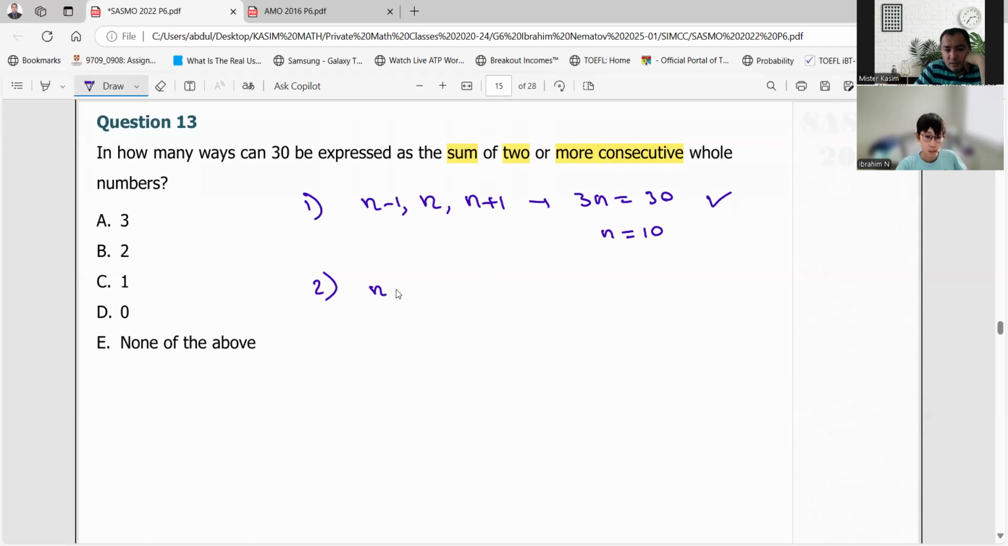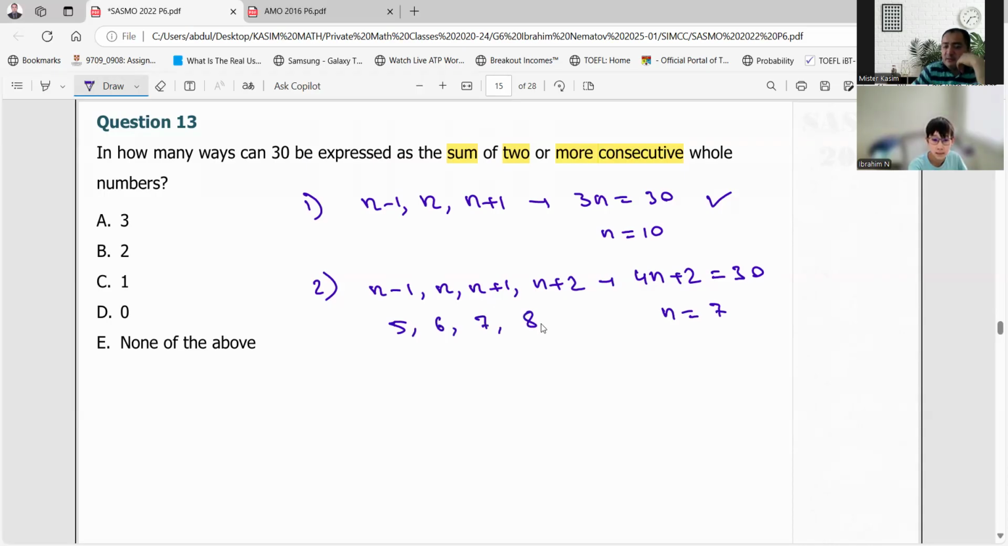If it is 4, we have n minus 1 and n, and here we have n plus 1, it should be n plus 2. It's easy to calculate this: n, n plus 1, n plus 2 gives 4n plus 2, which is equal to 30. And it also has a solution. n is equal to 7, so that means it's possible. That is 6, 7, 8, 9. So that's also possible.